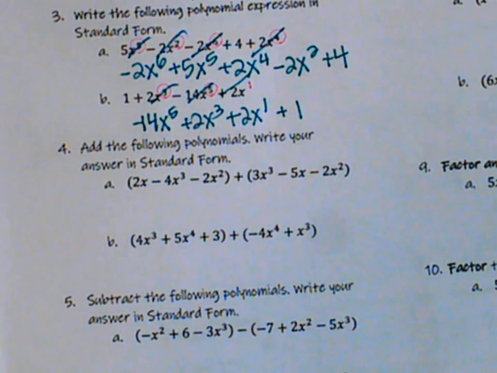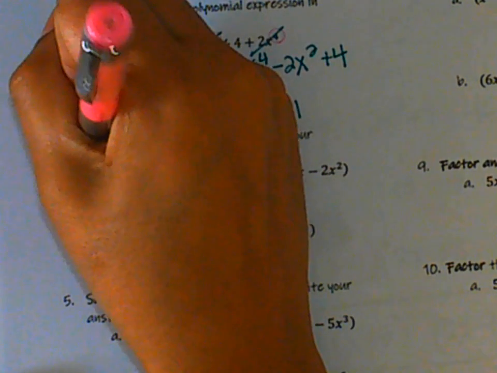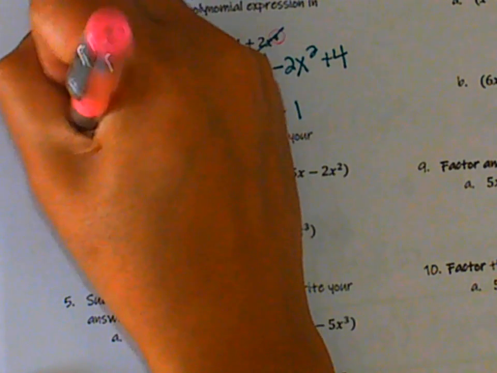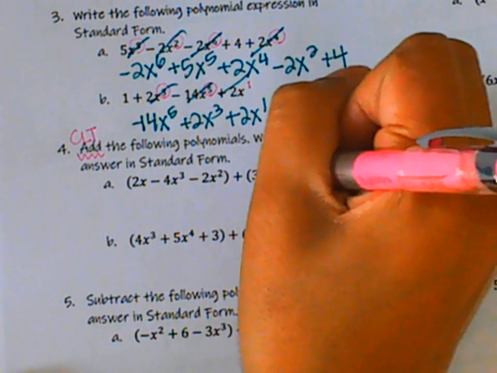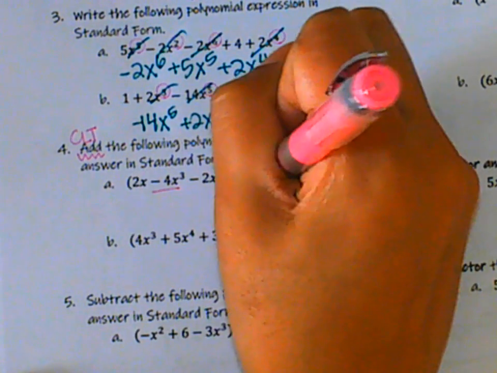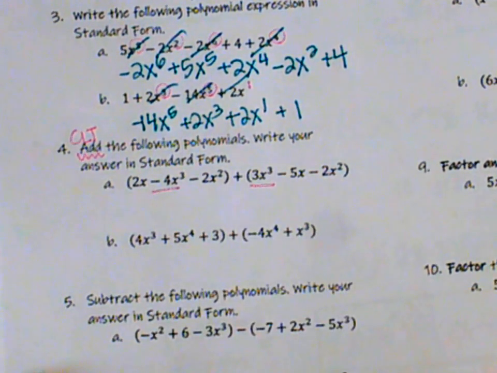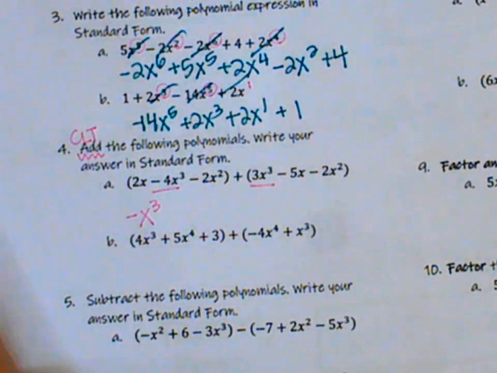For number 4 and 5, I'm only going to do one of them. It should be enough for you. When you add, you are essentially just combining like terms. So I'm going to go through and I'm going to identify what those like terms are. We start off with the biggest exponent, which is this 3. So -4 plus +3 will give me a negative x cubed.